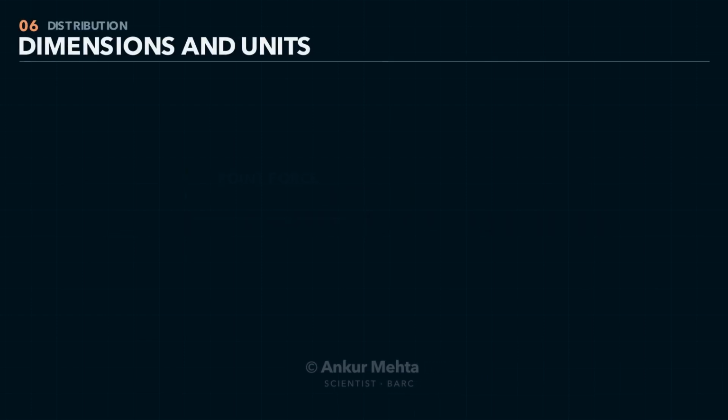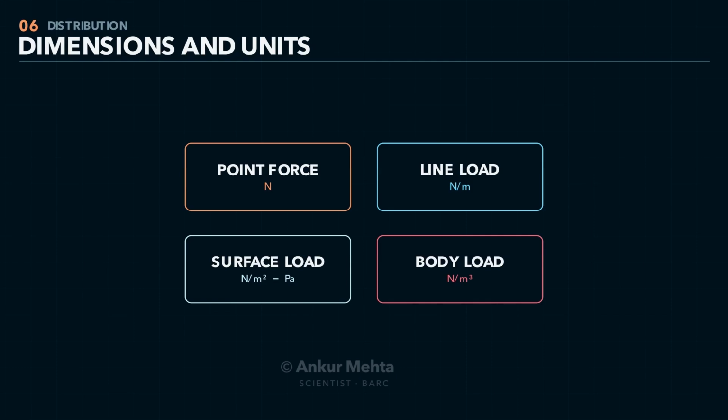The dimension of distribution determines the correct intensity and units. A point force is measured in newtons. A line load is force per unit length, in newtons per meter. A surface traction or pressure is force per unit area, in newtons per square meter, also called pascals. A body force density is force per unit volume, in newtons per cubic meter. Keeping these units visible prevents a line load, pressure, and total resultant from being confused.